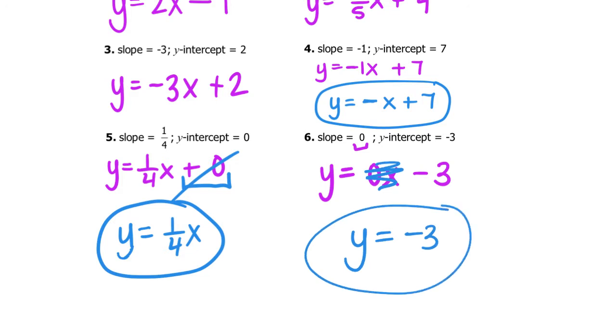And this is a special kind of line, right? Slope of 0. Remember what that looks like? When you have a slope of 0, your line's actually going to be horizontal. And that makes sense, right? Because this is the equation of a horizontal line, y equals -3.